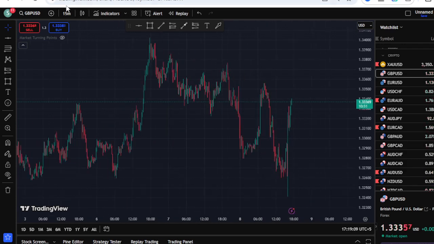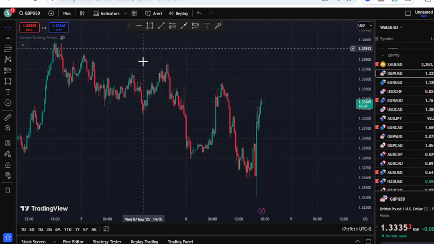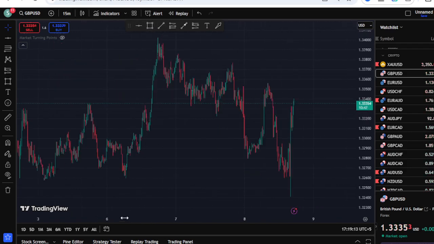Hopefully this concept about the market structure is very clear to you, because it's not about the formation of higher highs and higher lows and nothing like this. You need to be very careful in all modes.